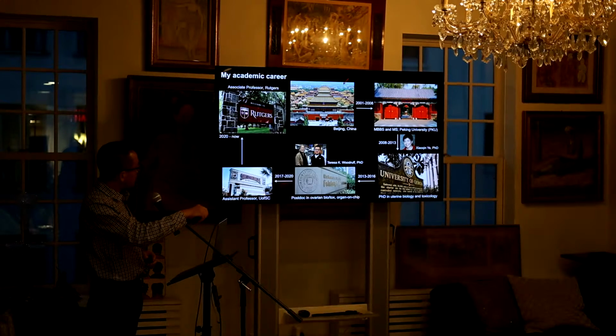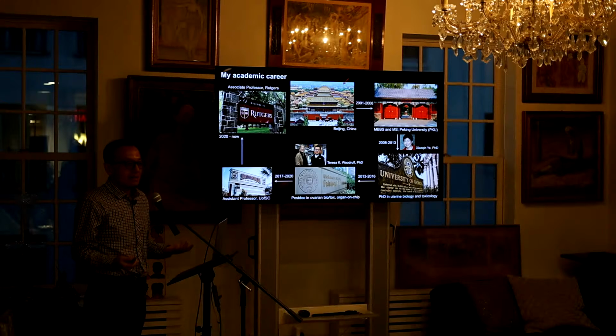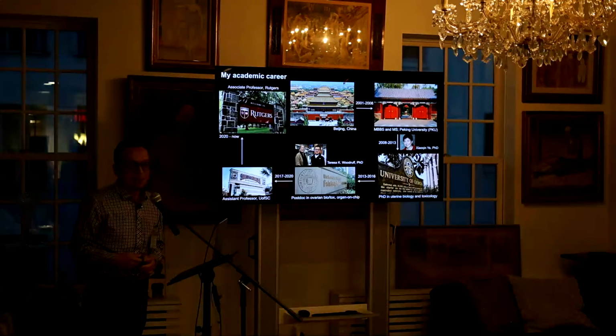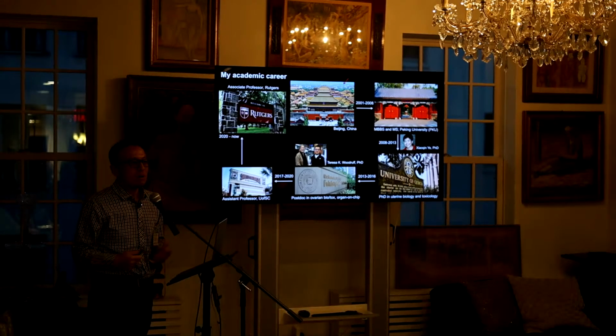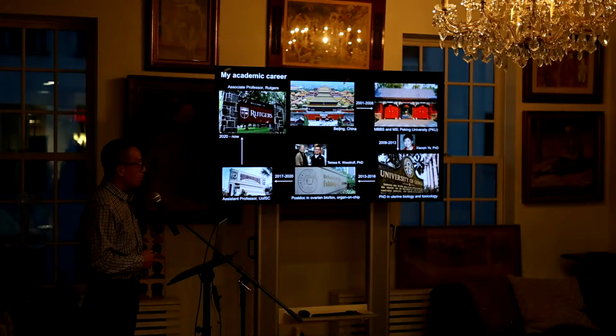So in 2017, I started my own lab at the University of South Carolina, primarily in the School of Public Health, and I primarily focus on environmental and reproductive toxicology. We want to study how endocrine disruptors impact females' ovary, uterus, overall fertility, and their hormone secretion.